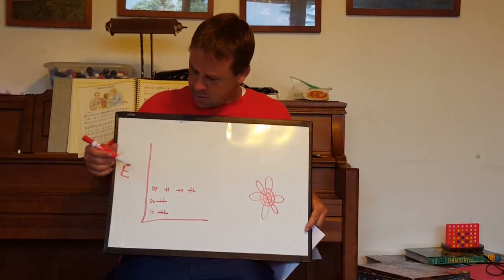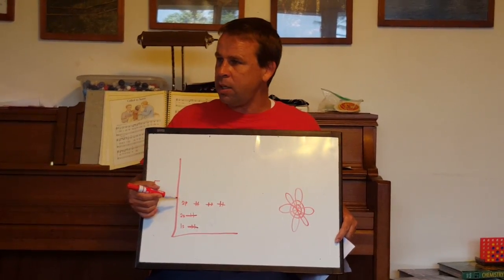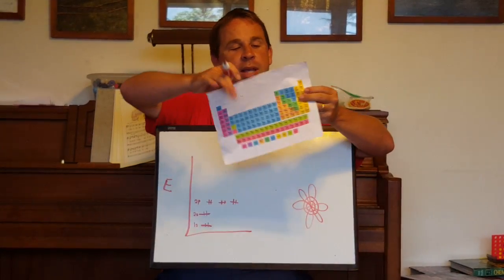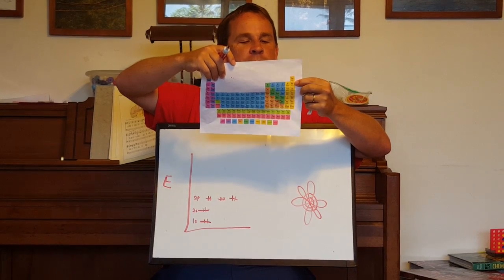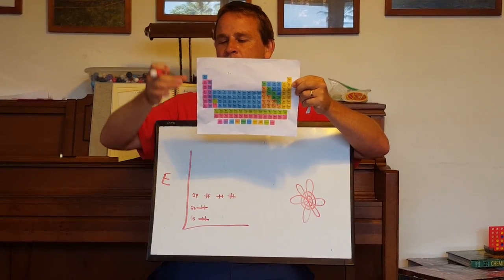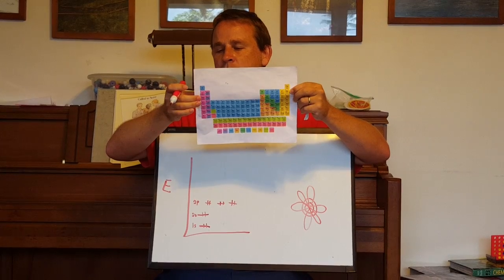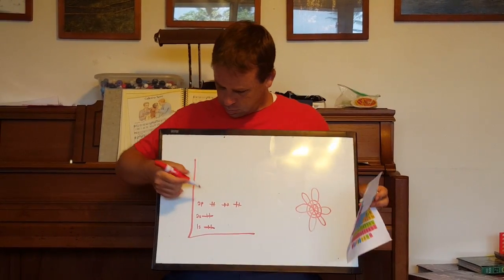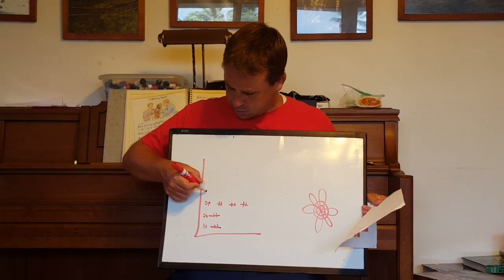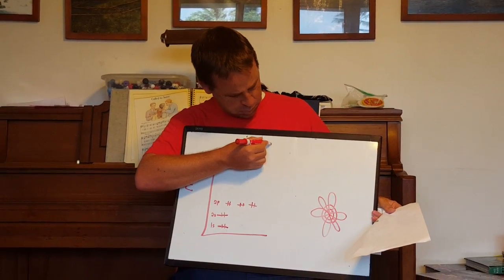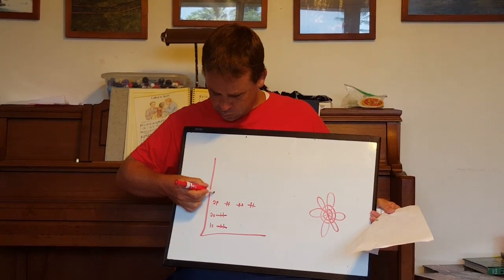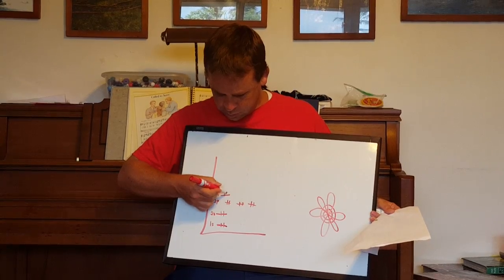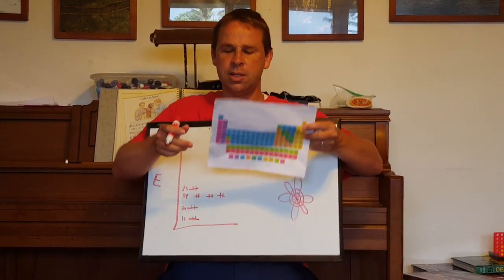Okay, 1s, 2s, 2p. What's next after 2p? 3s, 3p. Yes, because after we're done with the 2p, we're at the end of the second row. So now we have to go to the third row. 3s, 3p. So now I'm going to write 3. There's the 3s, 2 electrons. And then what's after 3s?